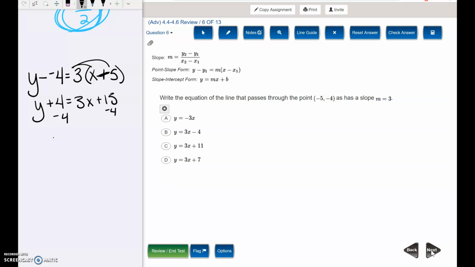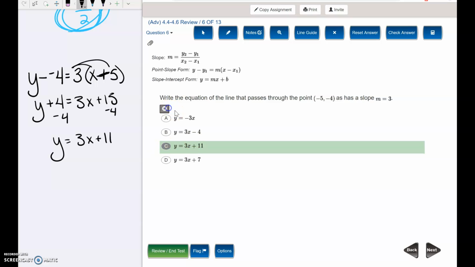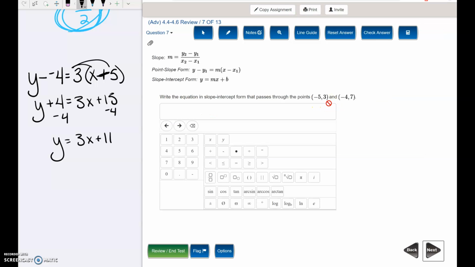Subtract 4 on both sides, we get y equals 3x plus, 15 minus 4 is 11, not 9. So y equals 3x plus 11, and that one is multiple choice. Now notice you can automatically, since you know the slope is 3, say I know it's not that one. The other thing you could do is take each of these options and plug -5 into the x and see which one gives you an answer of -4. So that's another way that you could do that problem.